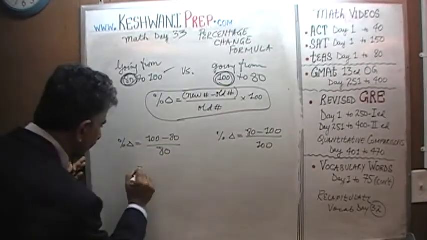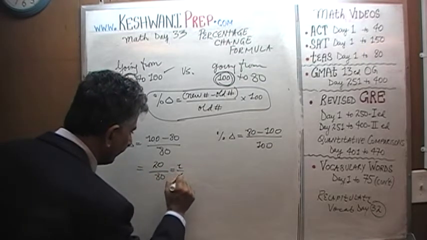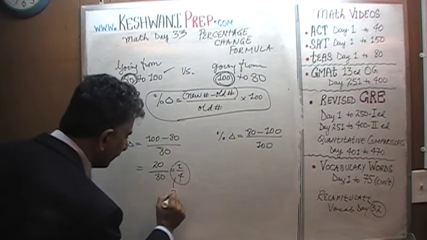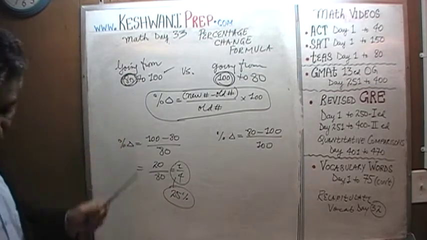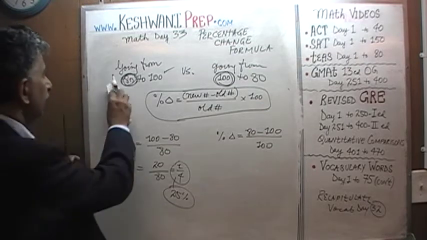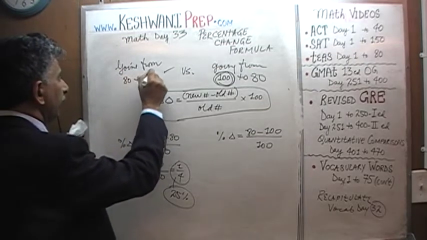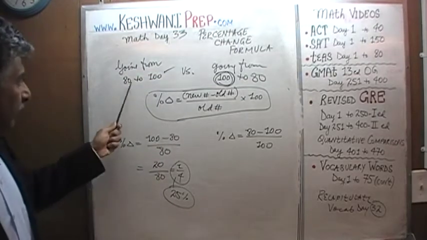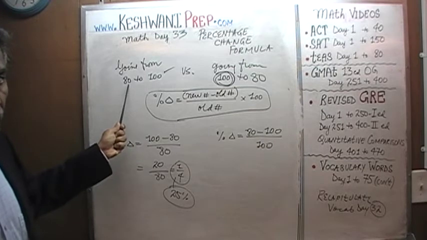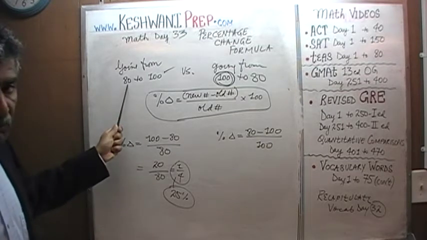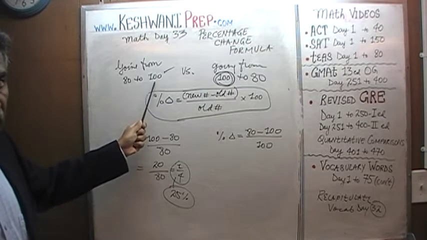So here we take a difference of 20 and we divide it by 80. That's 1/4, and 1/4 is 25%. That tells us that the quantity has gone up by 25%. Going from 80 to 100 is an increase of 20, and 20 happens to be 1/4 of 80, which means the quantity has gone up by a quarter.